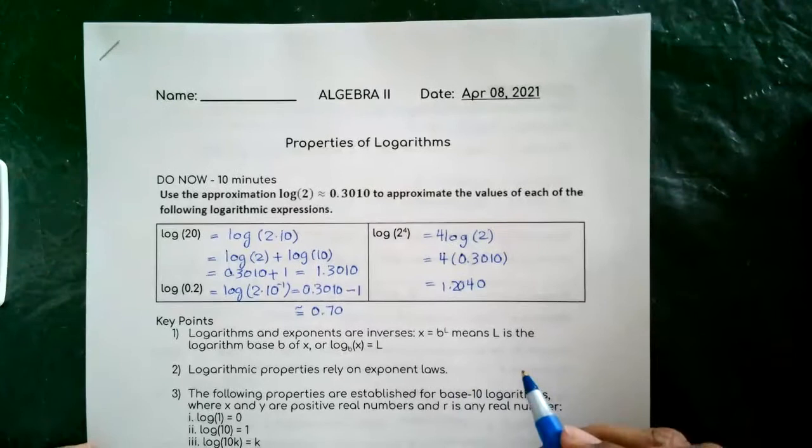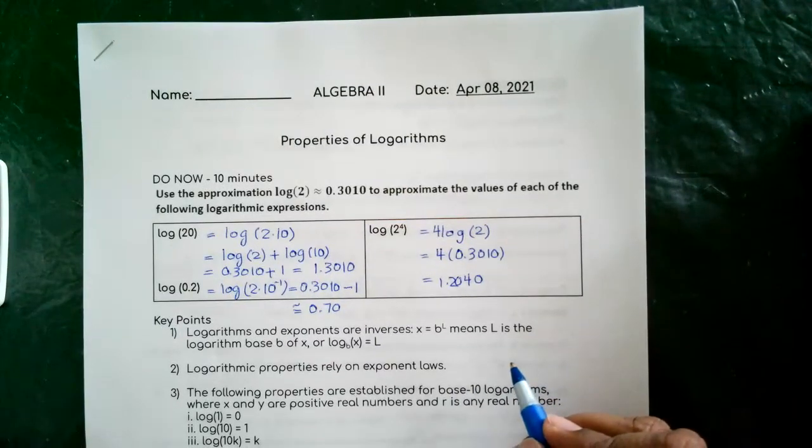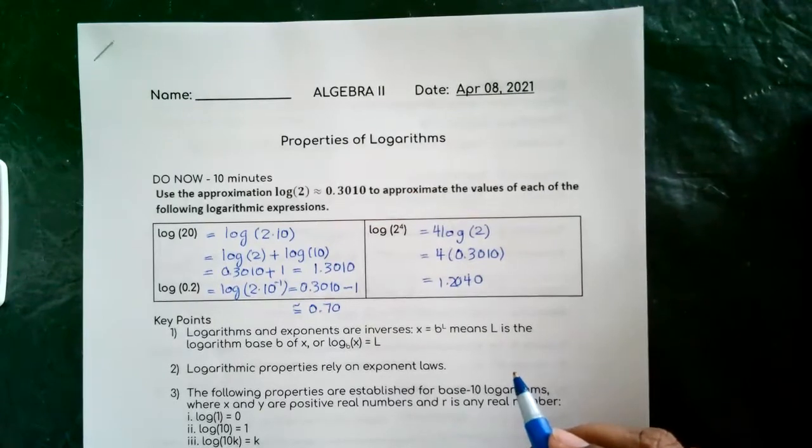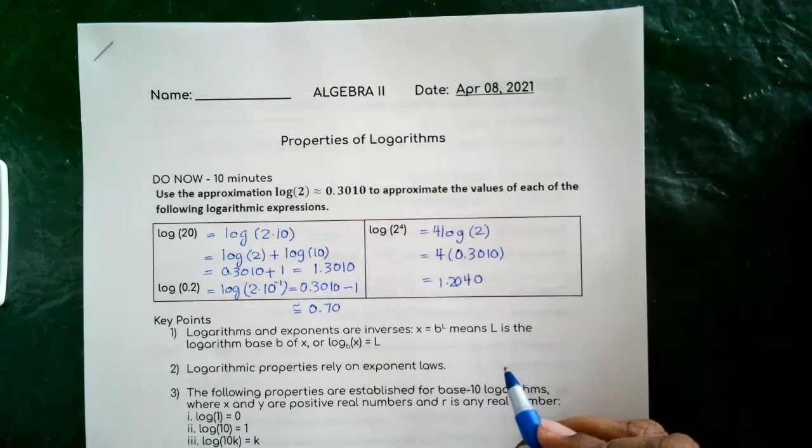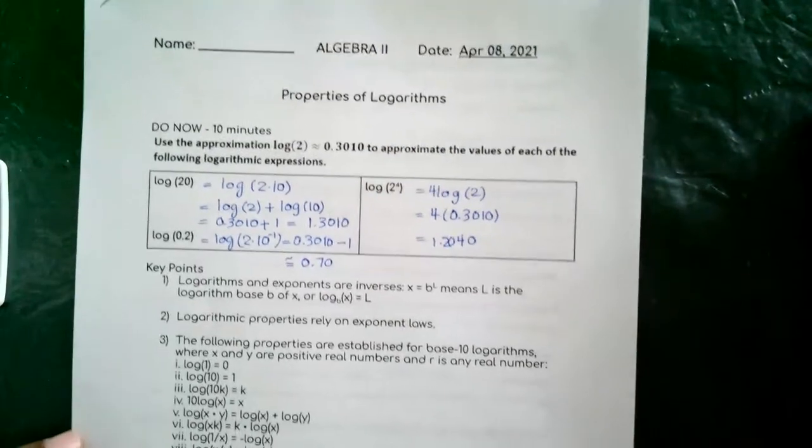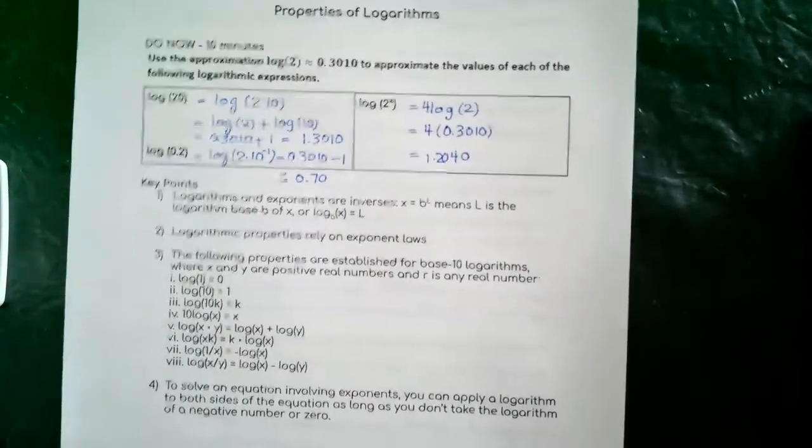Okay, so this is how you solve these problems. Basically, if you have a number, you try to break it up, split it so that you can have smaller numbers, and then you can simply find the value of log of 2, and then whatever you have is in terms of an exponent for 10, and that can be simplified easily. Okay. So now moving on, talking about key points.